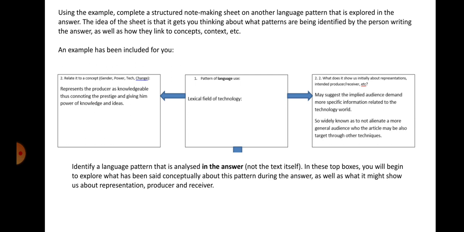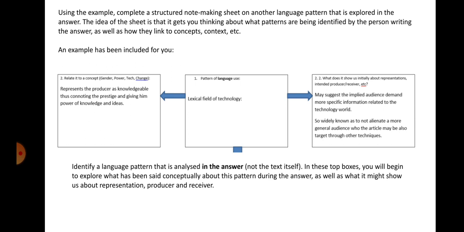On the right-hand side, it says here, what does it show us initially about representations, sort of intended producers and receivers? So it shows that the implied audience might want specific information. It suggests to me that they are already knowledgeable about what's going on. And it says, although the idea of the technology is that they talk about stuff that is widely known, so therefore it doesn't alienate a more general audience who might be targeted in this thing.